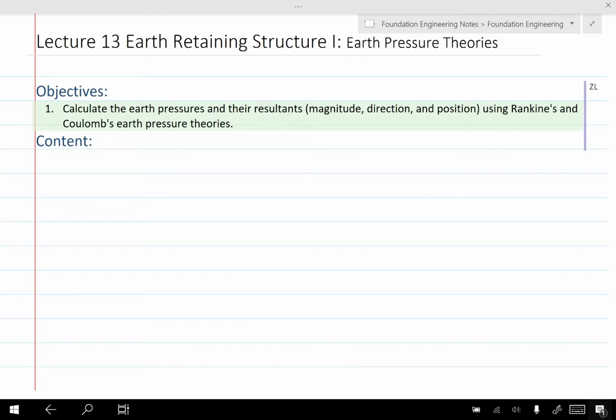We will arrange this lecture into three components. First, I want to have an overview of the earth pressures and earth pressure theories, so we can get a big picture regarding what earth pressures we have and what theories we have and what is the relationship between the pressures and the theories. Then we will be talking about Rankine's theory and Coulomb's theory one by one. Let's take a look at the earth pressures and their theories first.